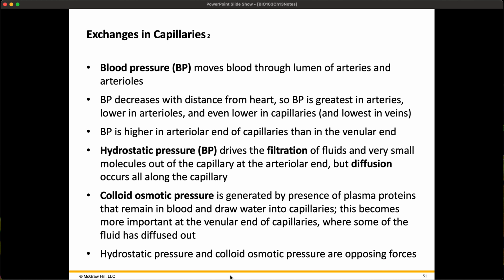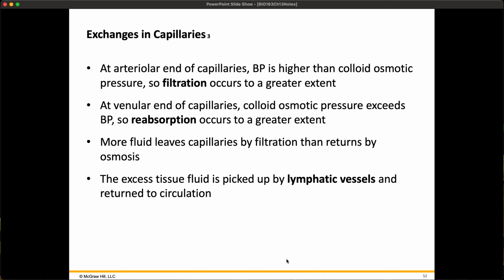Hydrostatic pressure and colloid osmotic pressure are opposing forces within your blood vessels. Both are pressures being exerted from within the blood vessel, but they do different things. Hydrostatic pressure increases filtration; colloid osmotic pressure increases reabsorption.